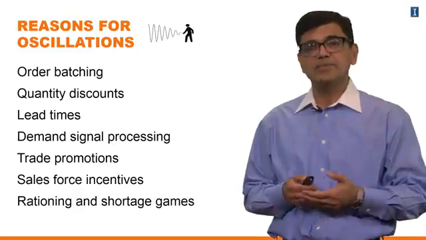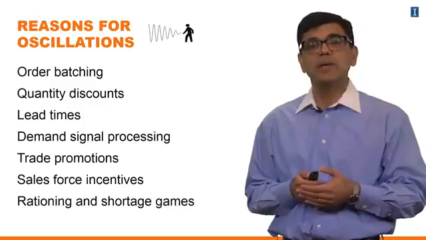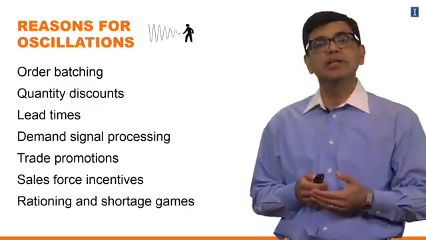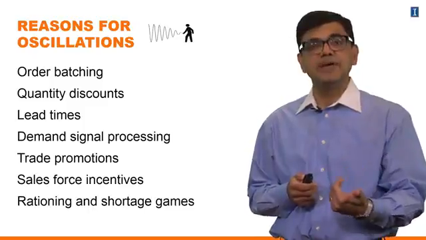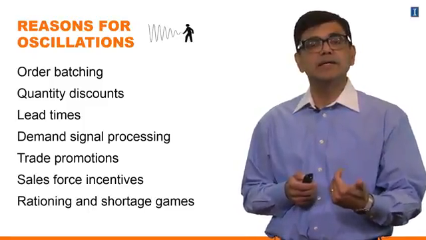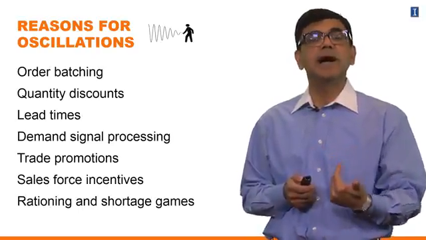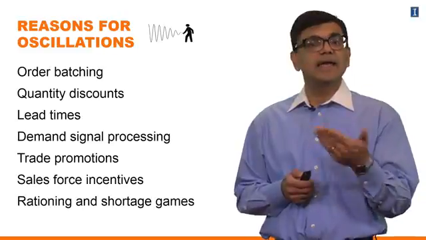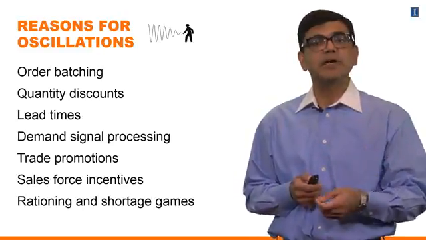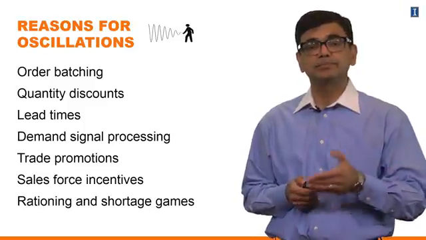Quantity discounts. These are common in all kinds of products. If you buy more, you're going to get a quantity discount. What that does is create artificial demand. That might create some kind of misinformation. A retailer might buy more because of a quantity discount, and that can be misinformation. That can cause more variation in the demand going upstream.